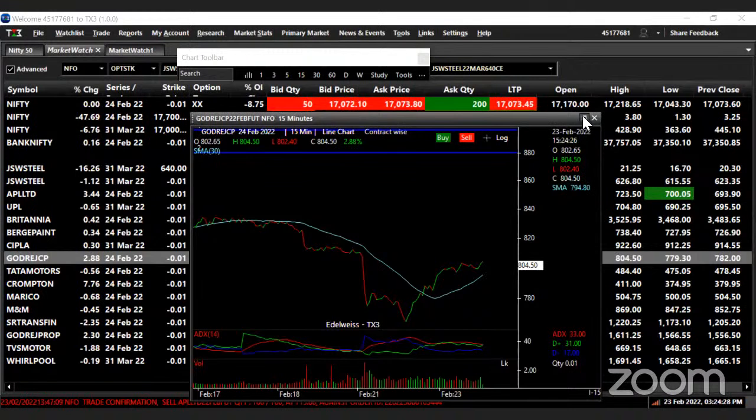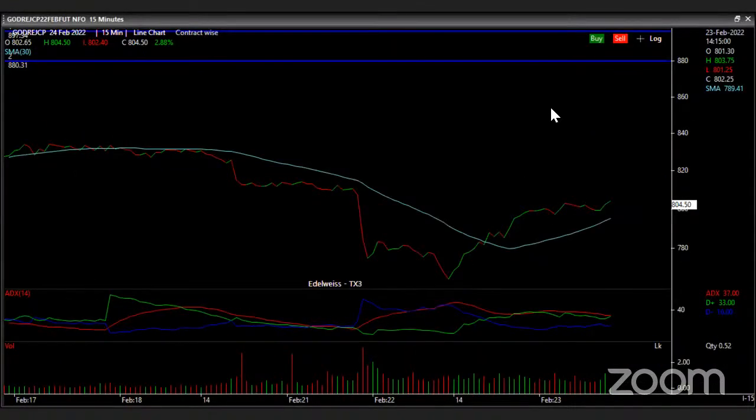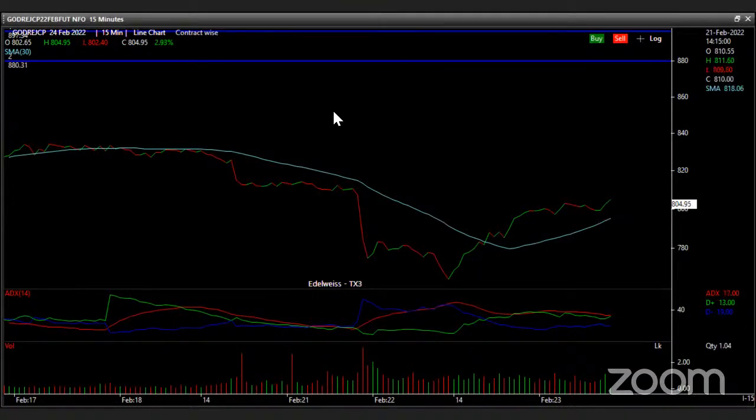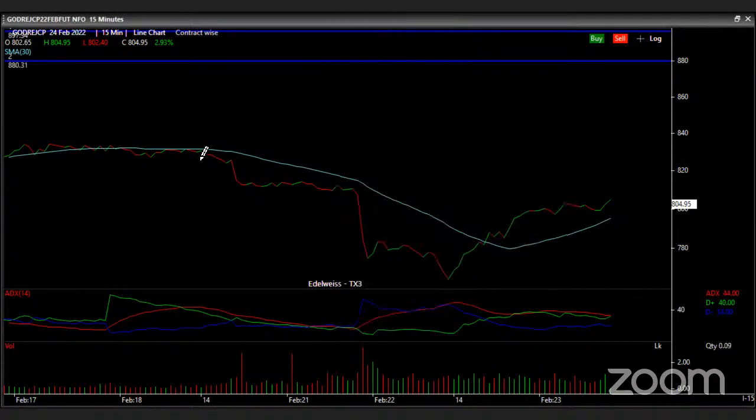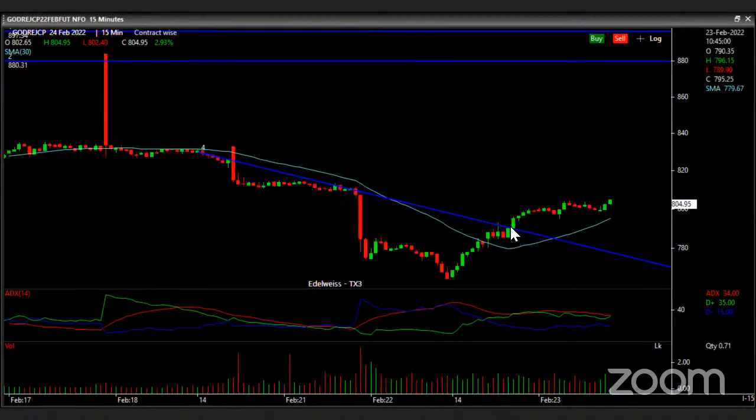So this is a Godrej CP 15 minute line chart. The stock price is falling, so I can again draw a trend line for my buying opportunity. This is a top, this is another top, and we adjust the line. When the stock price is able to breach this trend line, that can be my buying opportunity. And today, at 10:45, the stock price is able to break the trend line. Clear?